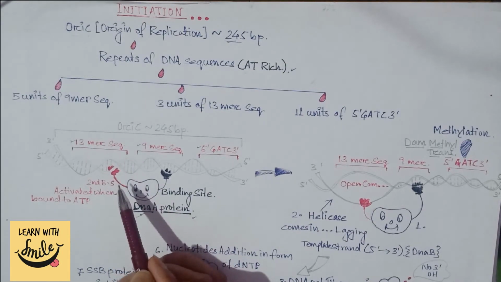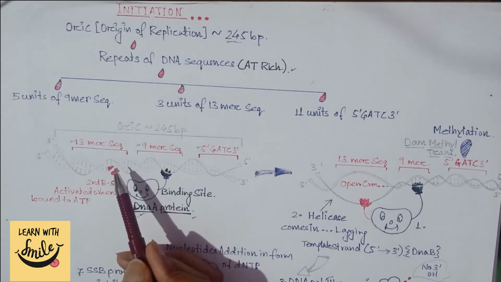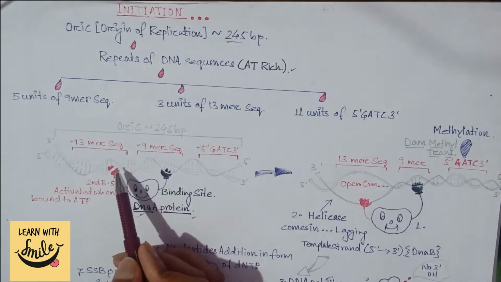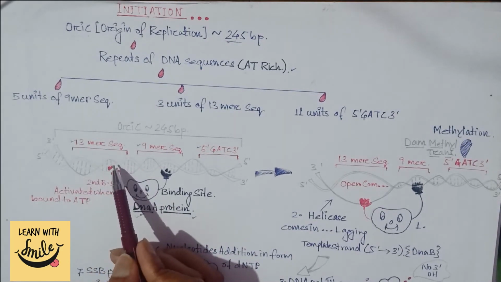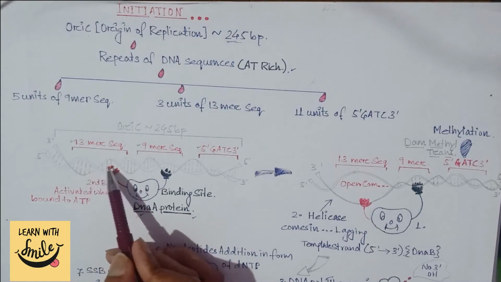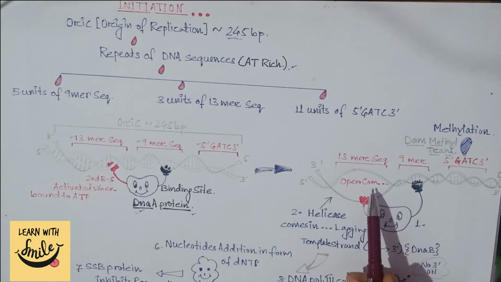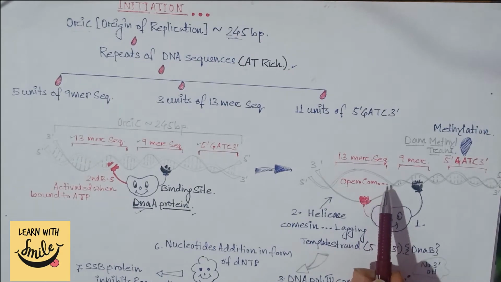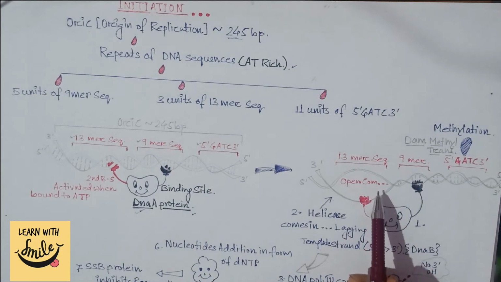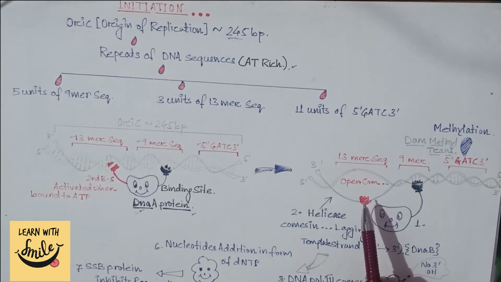As the interaction with the 13-mer sequences is established, it will create a strain in this particular region, and eventually it will melt this region, producing an open complex. Now, with the formation of the open complex, there is an invitation for the other replication enzymes to come in and join their hands in the process.